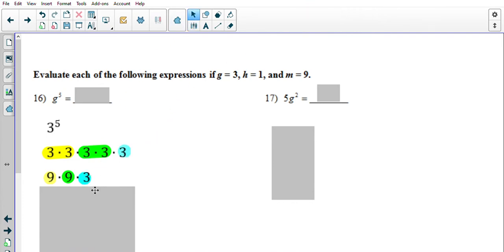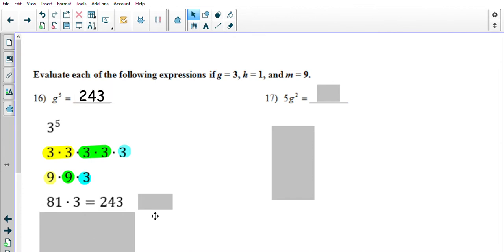9 times 9, of course, is 81. So if I have 81 times 3, that's 243. That's not too difficult to do. 80 times 3 is 240. And then 1 times 3 is 3. Add them together to get 243.